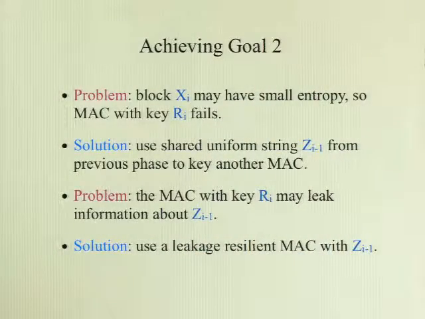But the solution is that, as we have seen, there are MACs that are resilient to leakage, even if the adversary knows some information about z_{i-1}. As long as the leakage is not too much, as long as this z_{i-1} still has entropy rate greater than half, then this MAC can still work because it's a leakage resilient MAC.